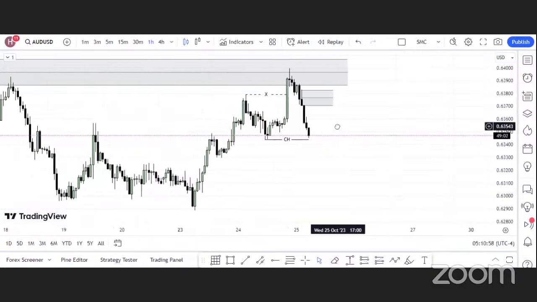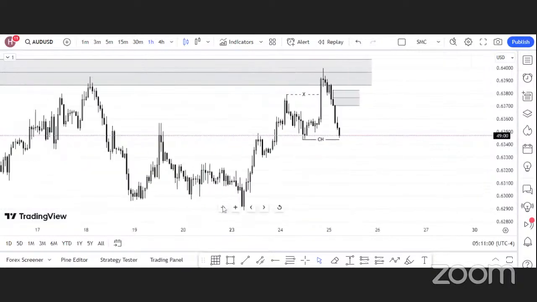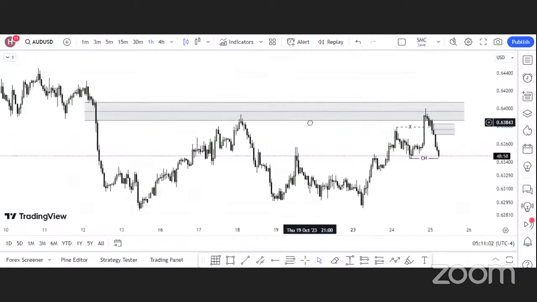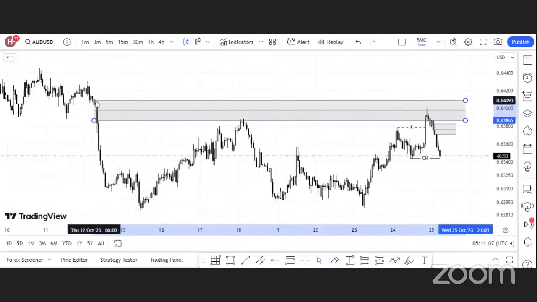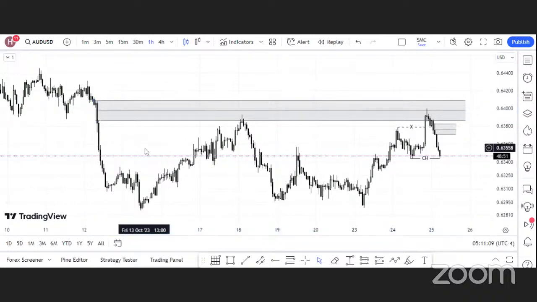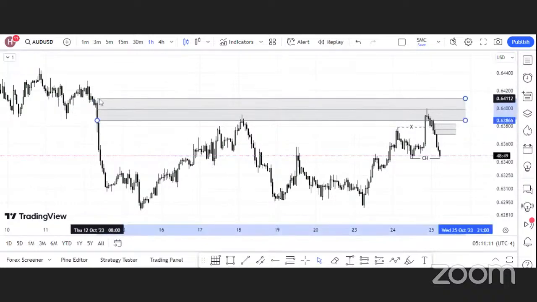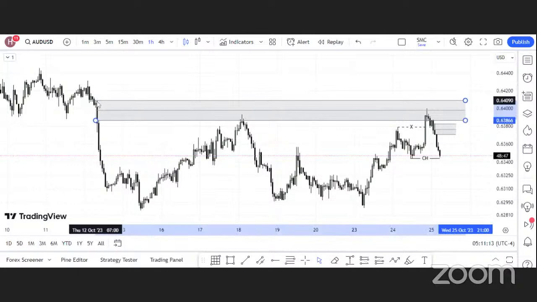So that is for AUD USD. Australian dollar against the United States dollar.